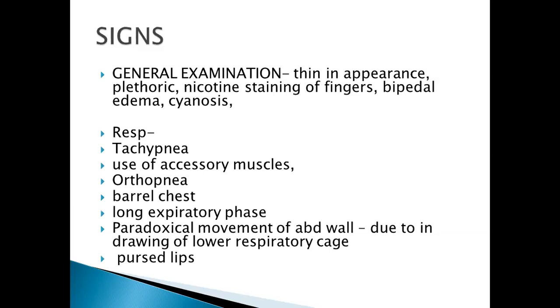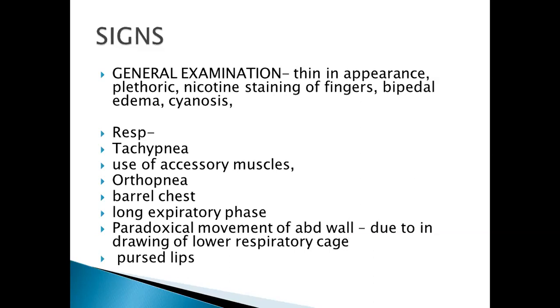So if these people come in thin in appearance, they can be plethoric, and if the person is still smoking, you can see the nicotine staining of the fingers. There could be bipedal edema as a result of the cor pulmonale that could develop from the COPD, and then cyanosis as well. And so on the respiratory system, you see that these people come in with tachypnea.